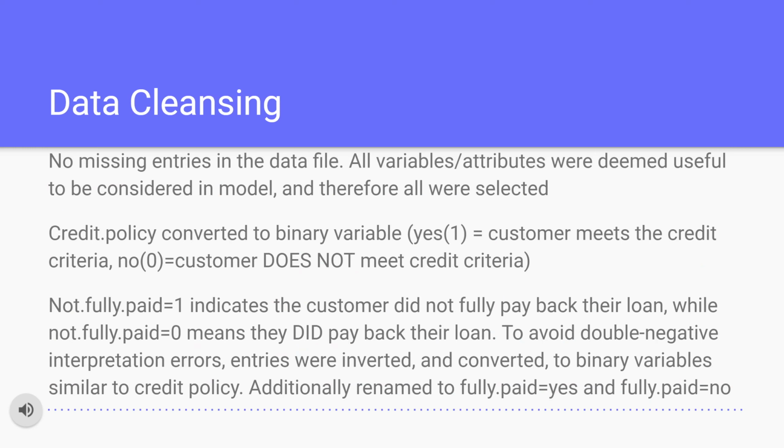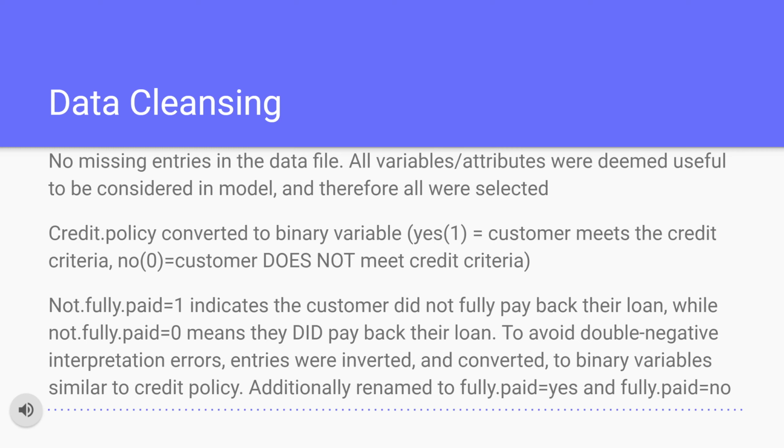So next up we have data cleansing. We had a good amount of data to look at with a significant number of attributes, so we wanted to cleanse it up a little bit so that it would work well with our model. First we made sure that there were no missing entries in the data file. All variables and attributes were deemed useful to be considered in the model, and therefore all were selected.